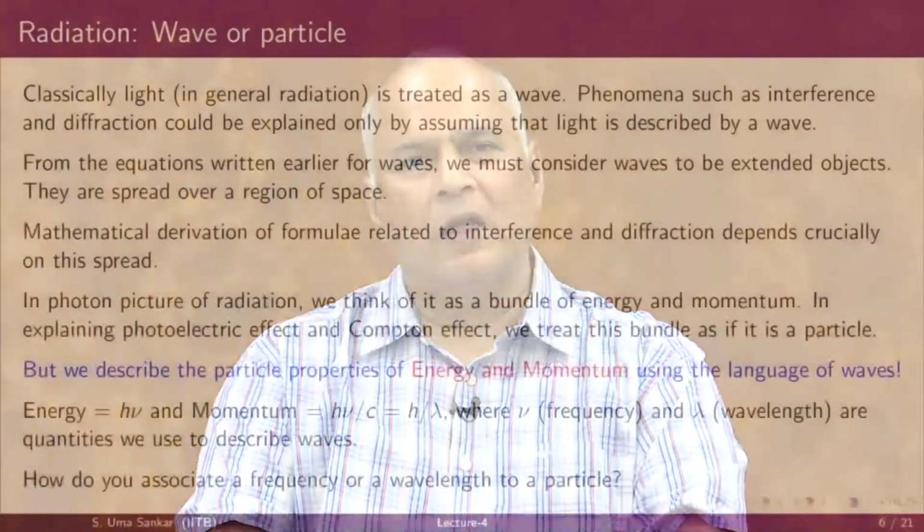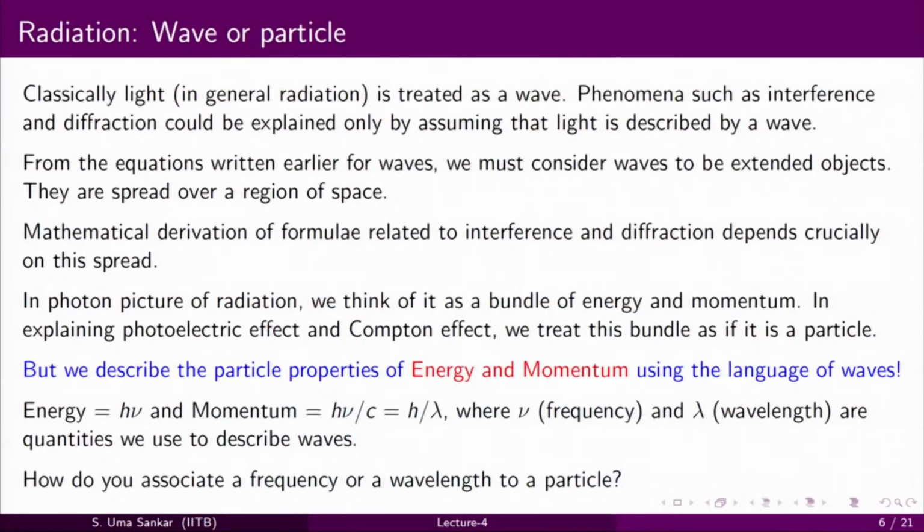Now, let us look at this question: electromagnetic wave or light. Is it a wave or a particle? How do we try to decide? Because Maxwell said light should be an electromagnetic wave, whereas Einstein said light should behave like a particle. So, which is the correct description?